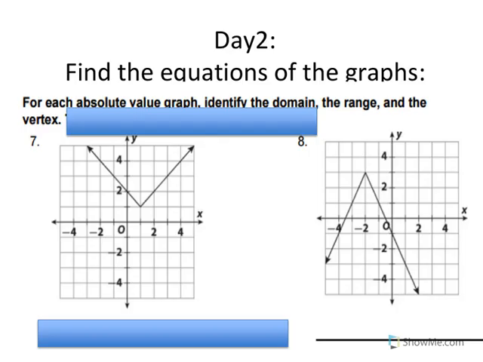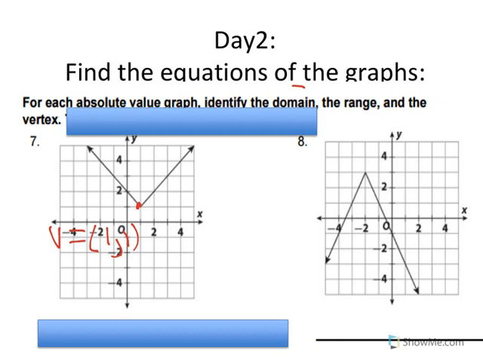Okay, so for day 2, find the equation of the graph. So in this case, we will start out with identifying the domain, the range, and the vertical graph first, right? Okay, so we look at the graph. So this point here, let me change it to red, is called the vertex. So let that be V, which is (1, 1).